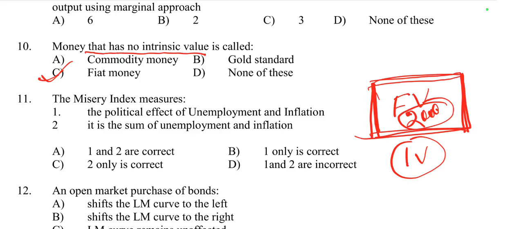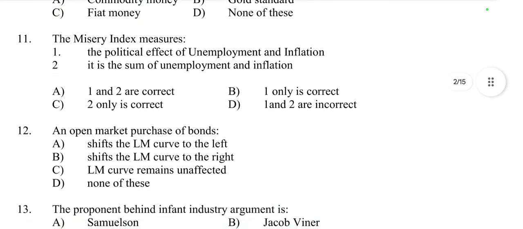Unlike fiat money, commodity money means, before paper notes, we used gold or silver coins. Commodity money is backed by a physical commodity, and fiat money is not. Fiat money has no intrinsic value. So that money which has no intrinsic value is called fiat money.